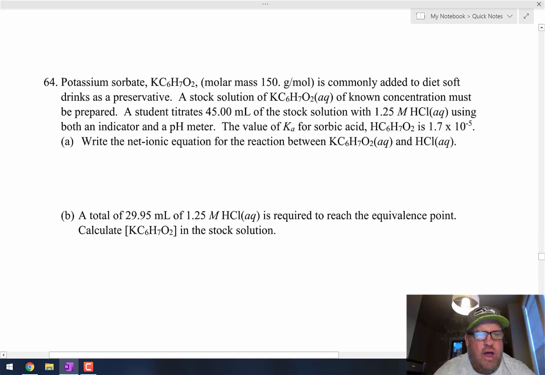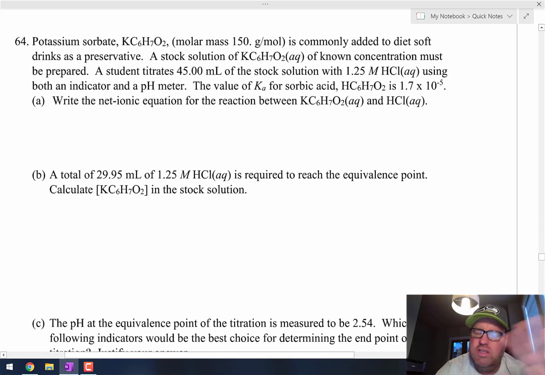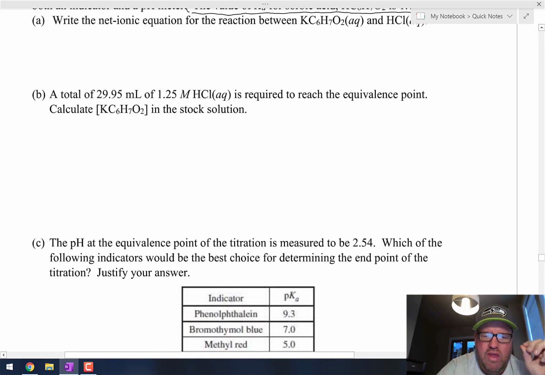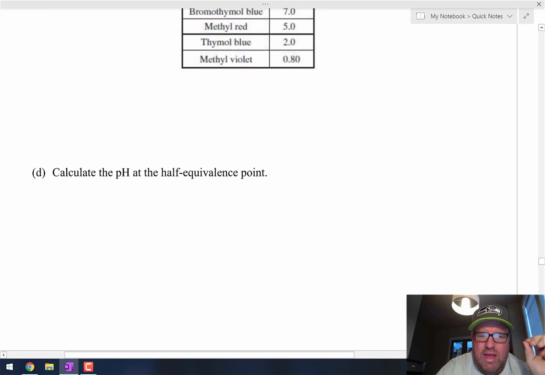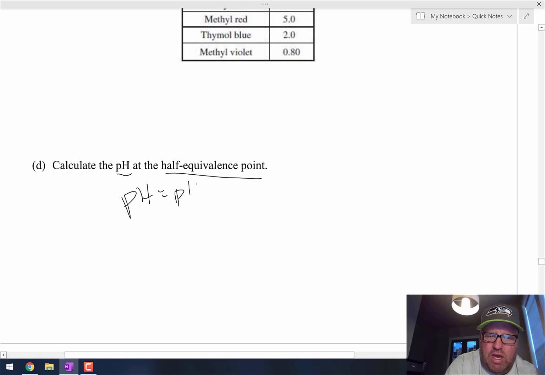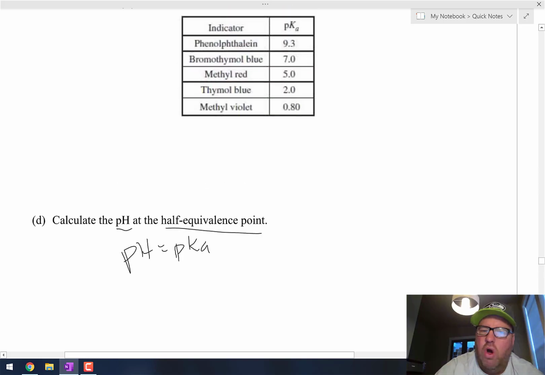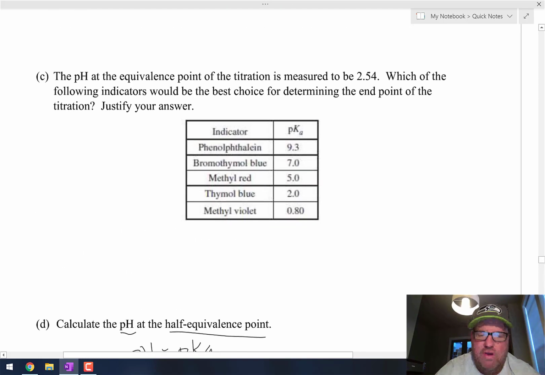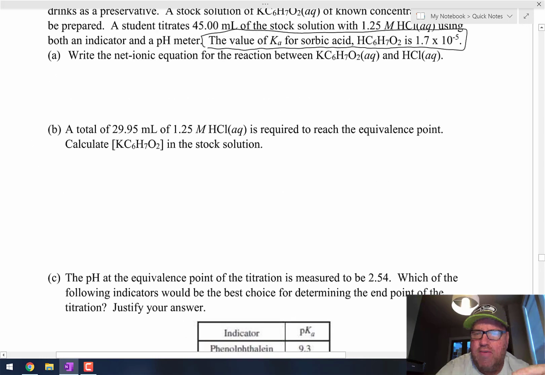Okay, and then on question number 64, don't worry about most of this question. I just want to focus on one part of it. Notice here they tell you the value of Ka for sorbic acid is 1.7 times 10 to the minus fifth. And then we come all the way down here to part D, and it says calculate the pH at the half equivalence point. Anytime you see half equivalence point, you've got to immediately think pH equals pKa. So, without doing parts A, B, or C, what's the pH at the half equivalence point?